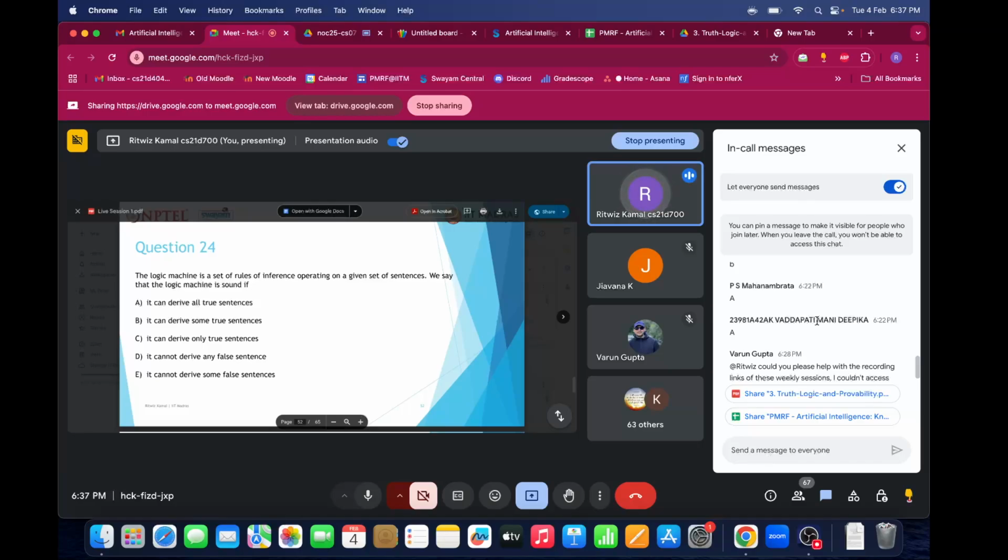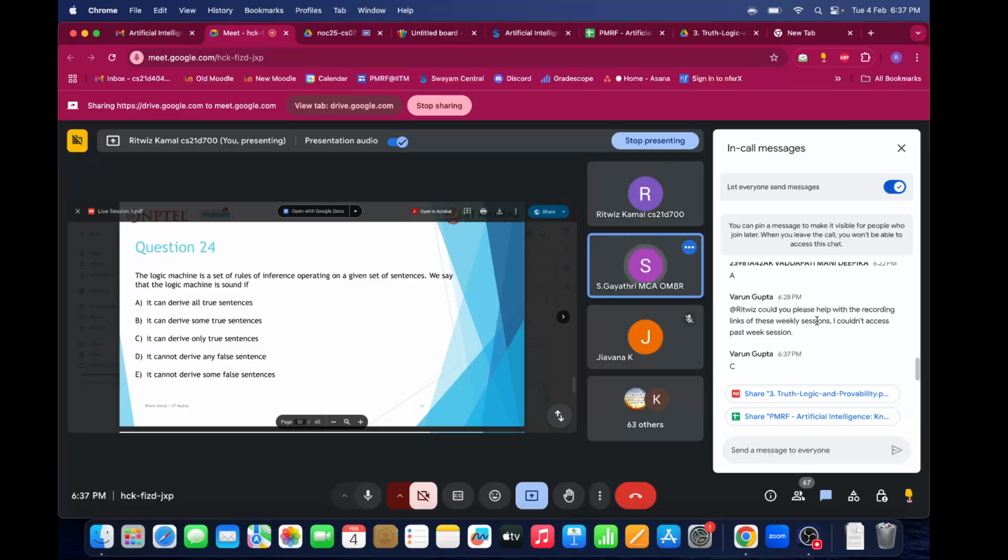So, which of these options do you think would be correct in the case of a sound logical machinery? Maybe option B or C. Okay, C states it can derive only true sentences. That's true. So remember the concept of soundness that we just discussed. A logical machinery is sound if it can derive only true sentences. And that makes option C correct.